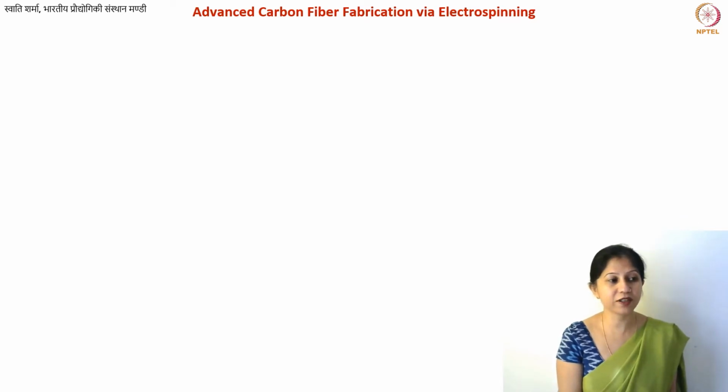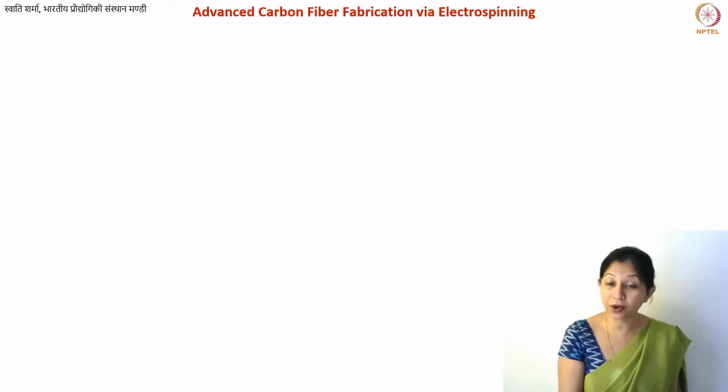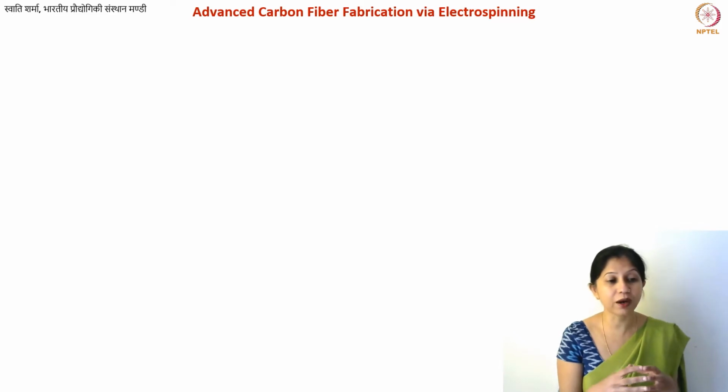But let's briefly first talk about some modifications that you can do during the electrospinning or melt spinning process. And why do people do these modifications? Because there are certain applications which require a certain type of fiber, not just a simple carbon fiber. So I will talk about some of the applications.